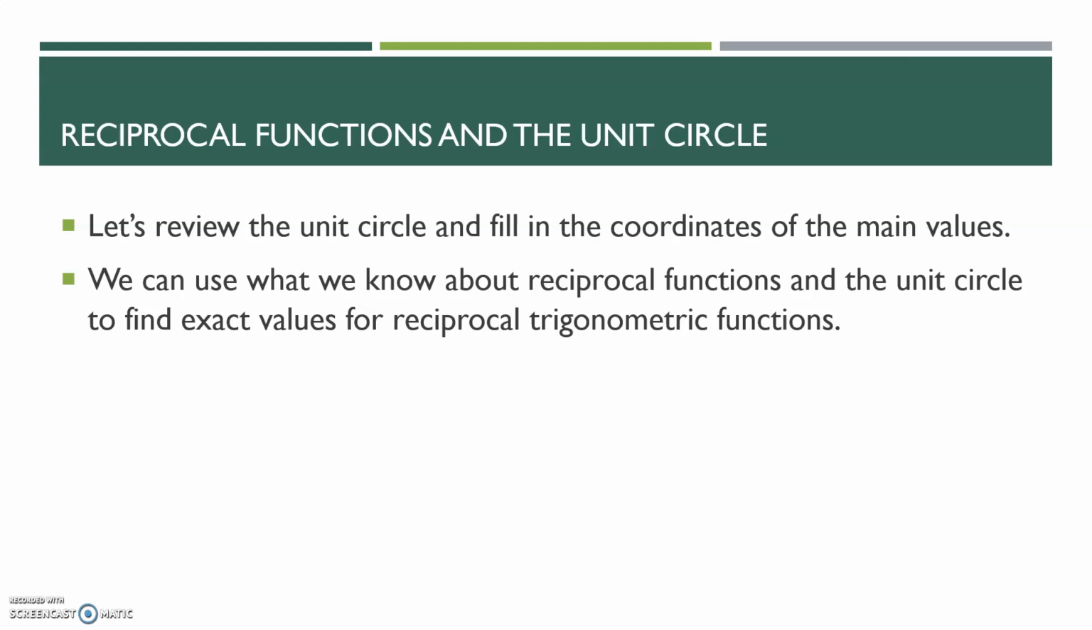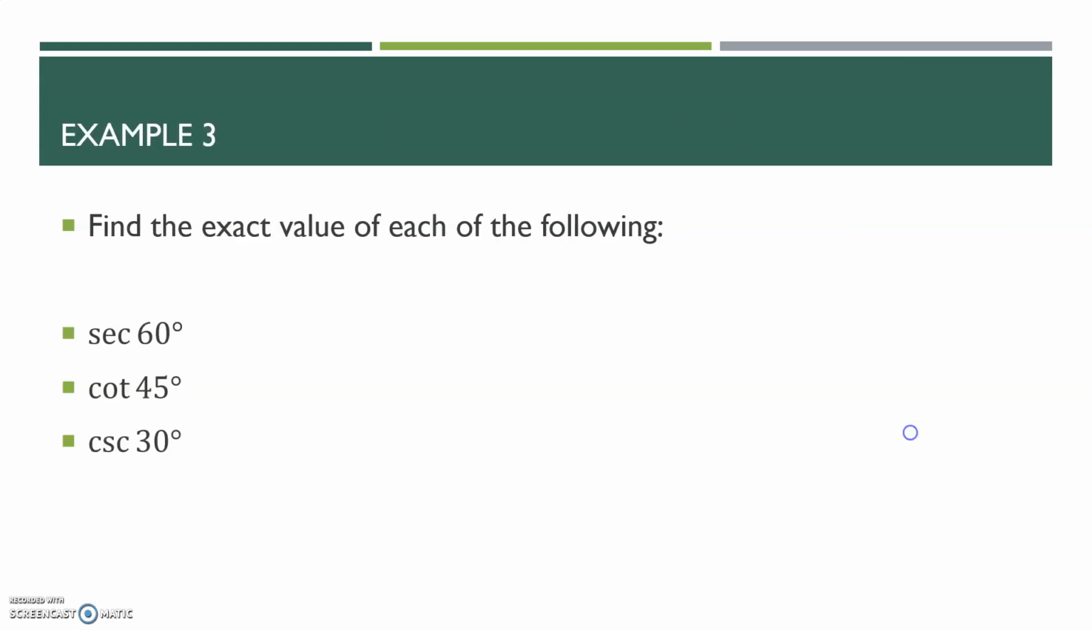And that's going to come in really handy for this last lesson in finding values. We can use what we know about reciprocal functions and the unit circle to find exact values for the reciprocal trigonometric functions. If I said find the exact value of each of the following, here's what we could do. For secant of 60 degrees, that would be the same as saying, what is 1 over cosine of 60 degrees?